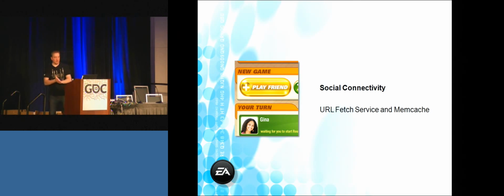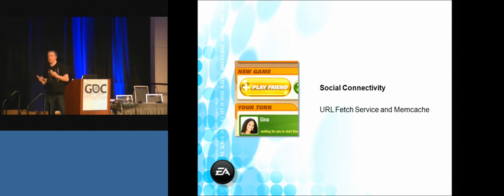Social connectivity. Well, pretty much all the games these days have social integration. Everybody wants to play against their friends. It's all cool. It's not that complex to implement. We use the URL fetch service and Memcache to cache some resources. For example, a typical call to your favorite social network will take maybe a few hundred milliseconds. It has an impact on the response time. It has an impact on the user experience. It has an impact on your cost.